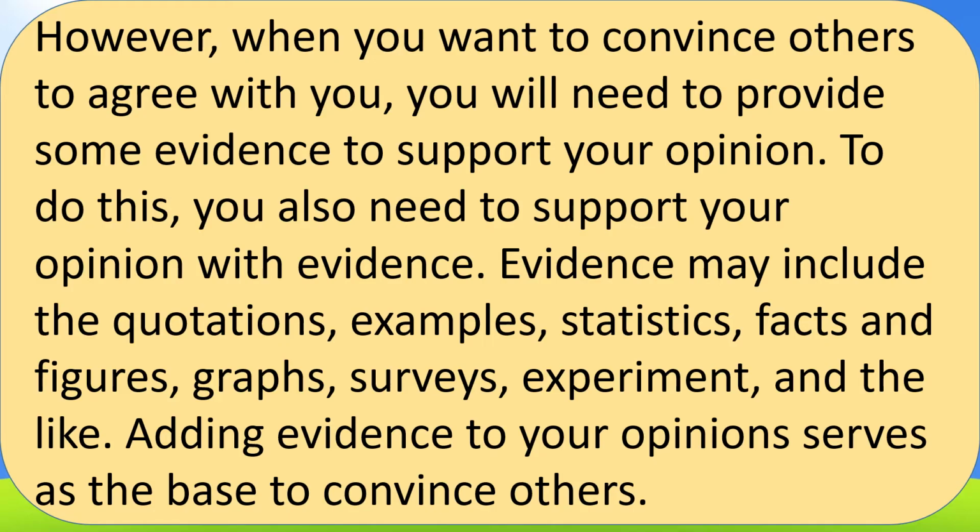And evidence may include quotations, examples, statistics, facts and figures, graphs, surveys, experiments, and the like. Adding evidence to your opinions serves as the base to convince others.